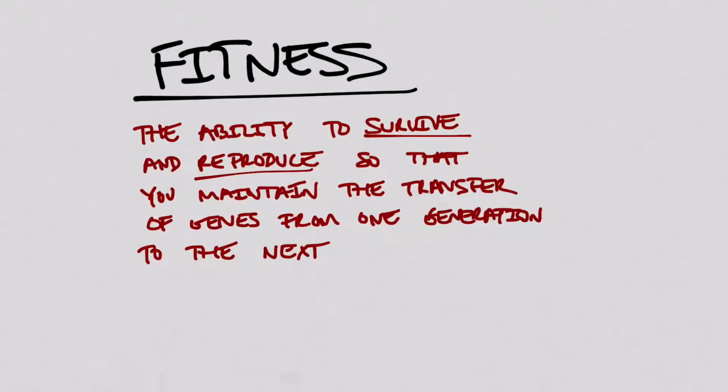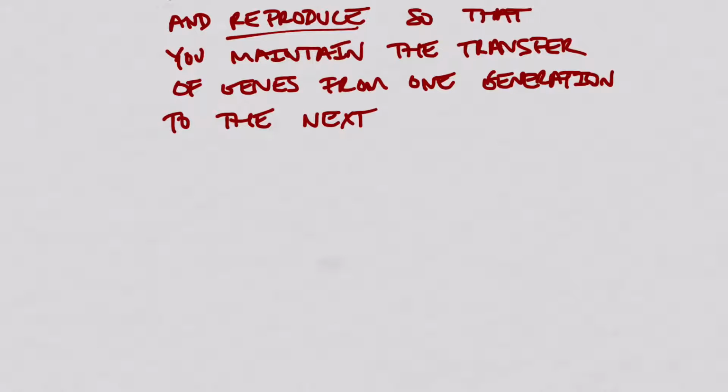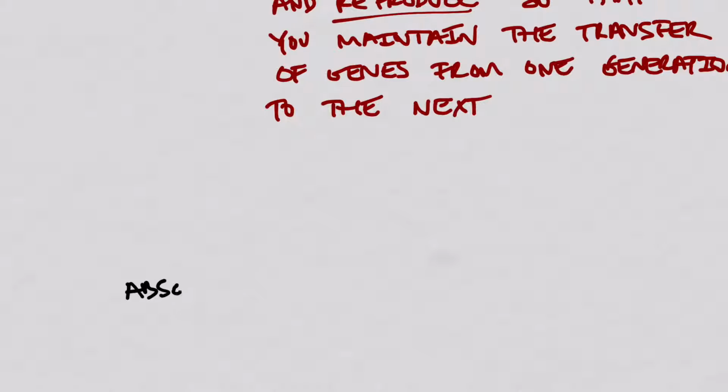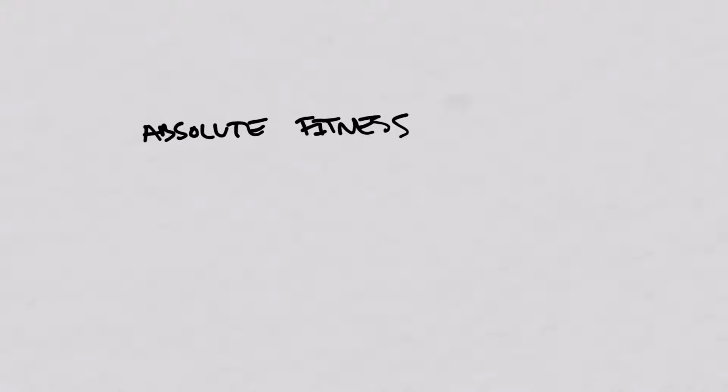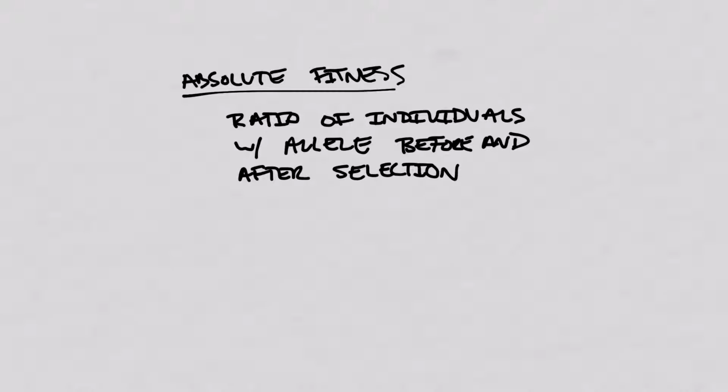Fitness also has a mathematical component to it, and I'm going to explain that here. So absolute fitness is the ratio of individuals with the allele before and after one round of selection. So basically one round, one generation. Ratio of individuals with allele before and after selection period. You can think of selection period as one generation.